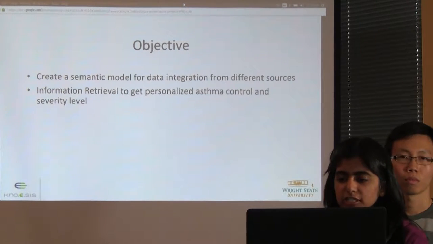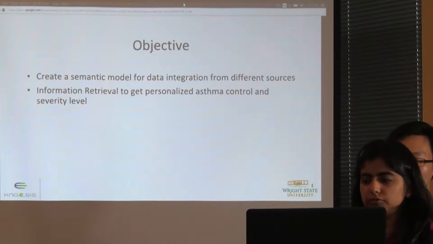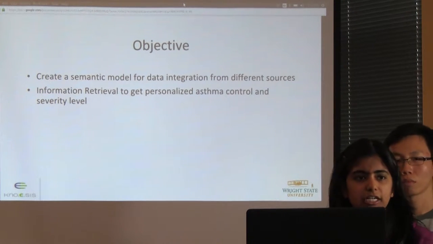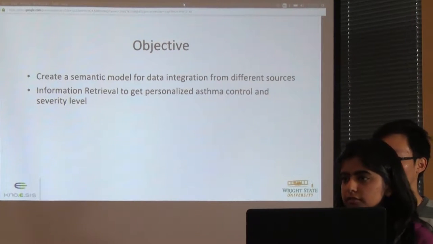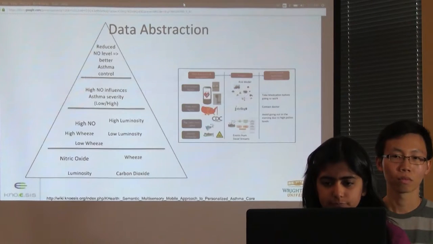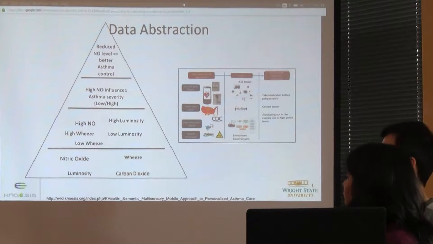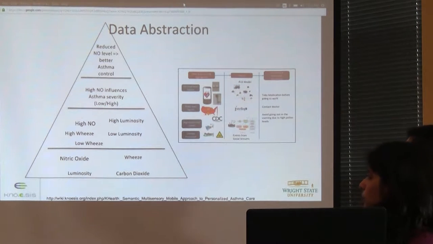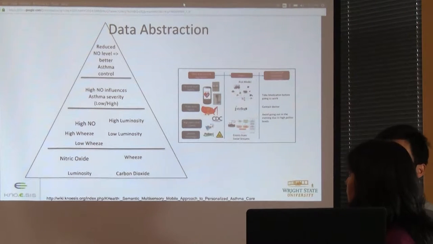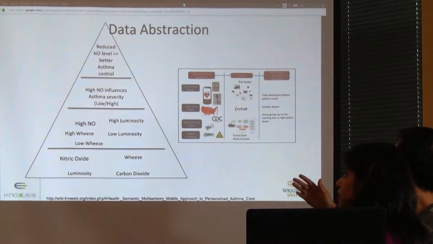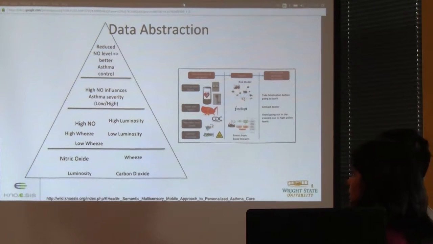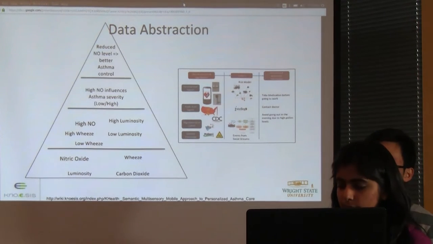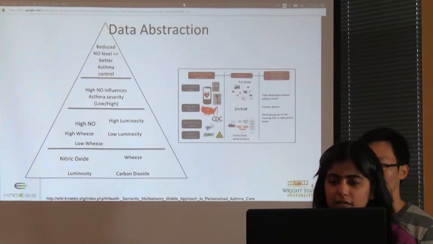So what we have done in this project is we have created a semantic model for data integration from different sources. Sources for us are web API, questionnaire data, the other sensor data, and information retrieval to get personalized asthma control and severity level. If you look at this data abstraction triangle, nitric oxide is just a value, 0.19. We have luminosity, carbon dioxide value, maybe 1000 parts per billion. Can we deduce from these values whether the nitric oxide is high or low? From that, can we say that high nitric oxide level influences asthma severity? Is reduced nitric oxide level better for asthma control or not? Or is the asthma controlled, moderately controlled, or very well controlled?